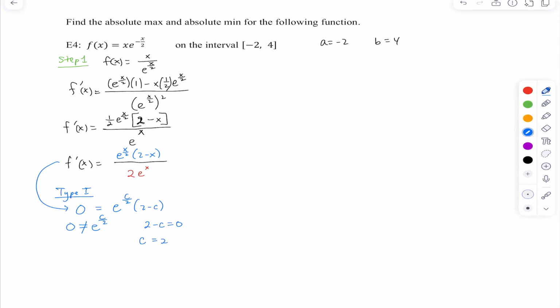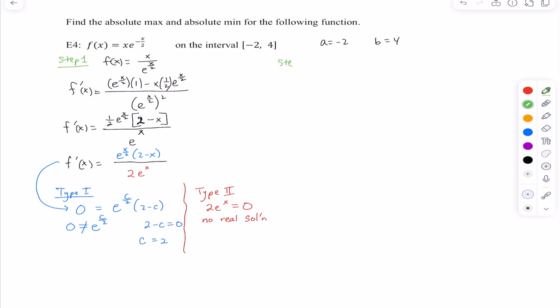Let's go ahead and find type 2 critical numbers. Type 2 critical numbers occur when the first derivative does not exist. So we end up trying to solve this equation, and there's no real solution here. So there is no type 2 critical number. We only have a type 1 critical number.